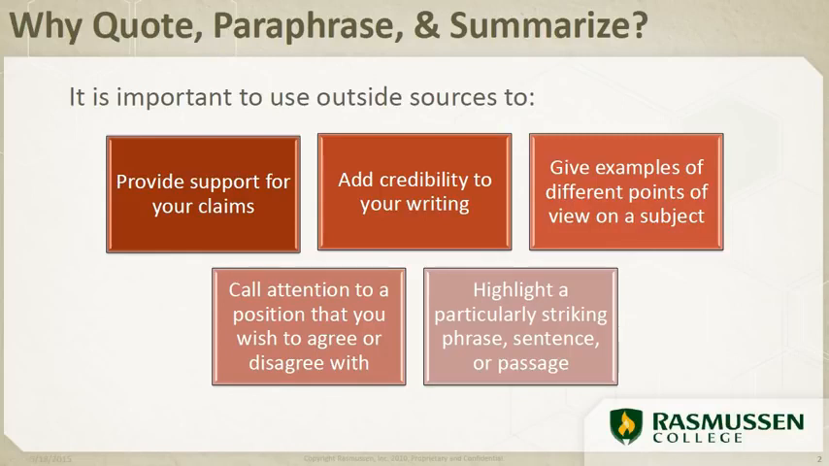Citing information you found in books, articles, or websites allows you to provide support to the claims and arguments that you're making. This gives you credibility as a writer. It also allows you to give examples of different points of view on a subject or call attention to a position that you agree or disagree with. Incorporating direct quotes into your writing allows you to highlight a striking phrase, sentence, or passage from a resource.